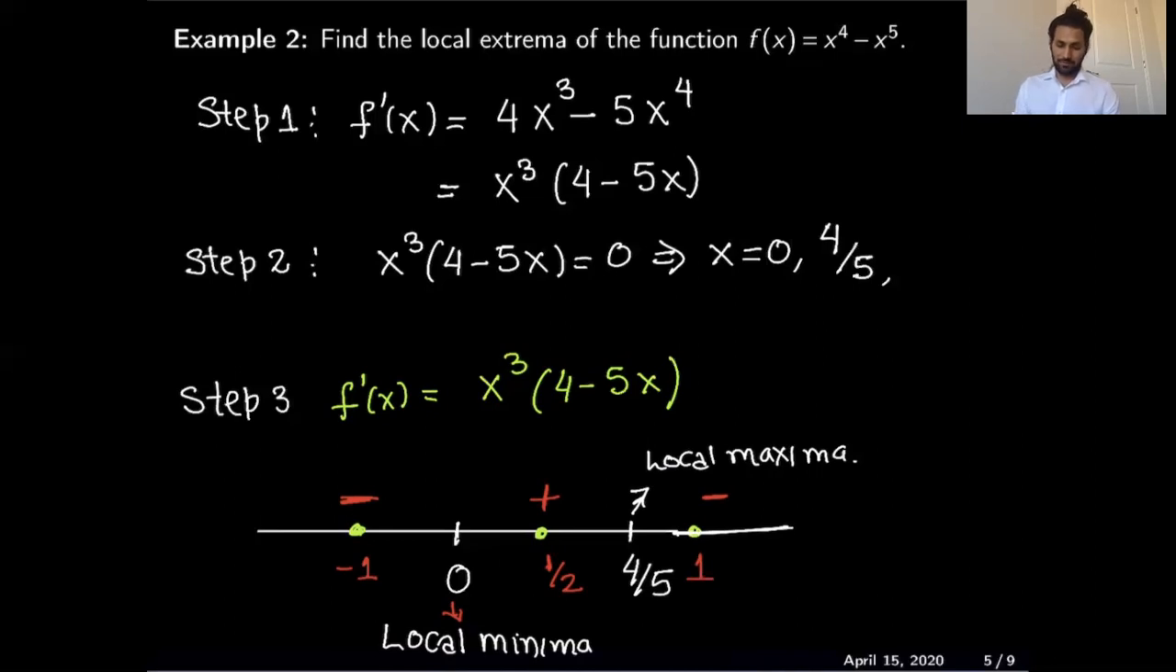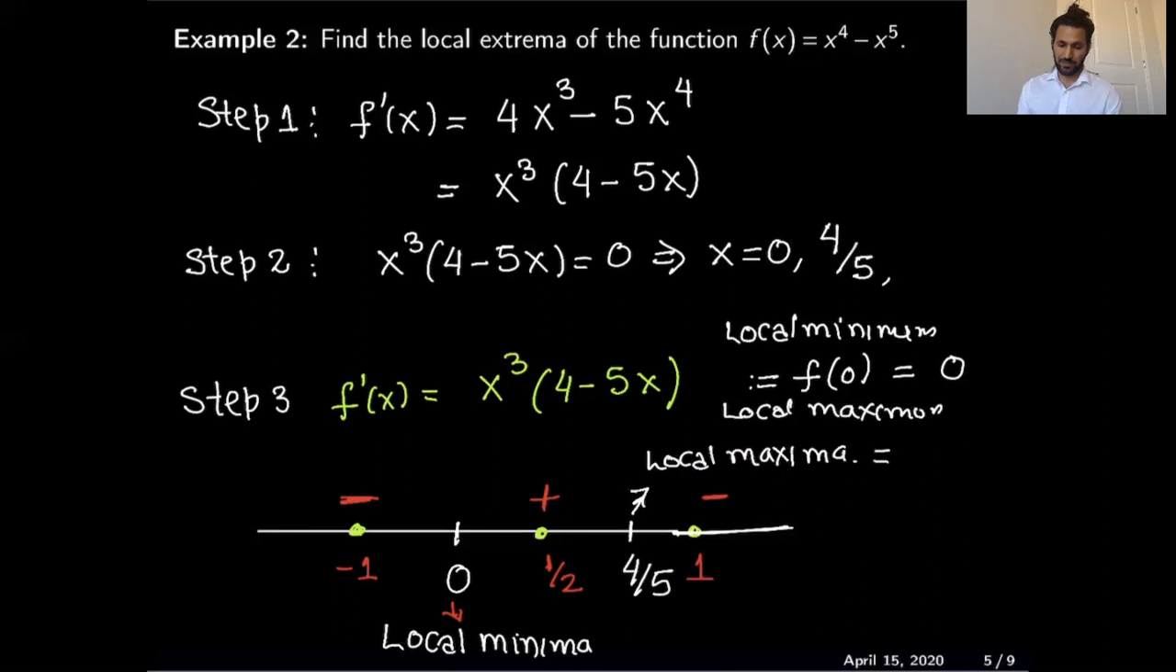Also, you can calculate the minimum value. So what will be the minimum value or the maximum value? So the local minimum is the y value of the function when you plug the x value. So if I plug 0 in the function, the minimum value of the function will be 0. And the local maximum will be when you plug 4/5 into your function. So this will be 4/5 to the power 4 minus 4/5 to the power 5. You can use the calculator to simplify this expression.